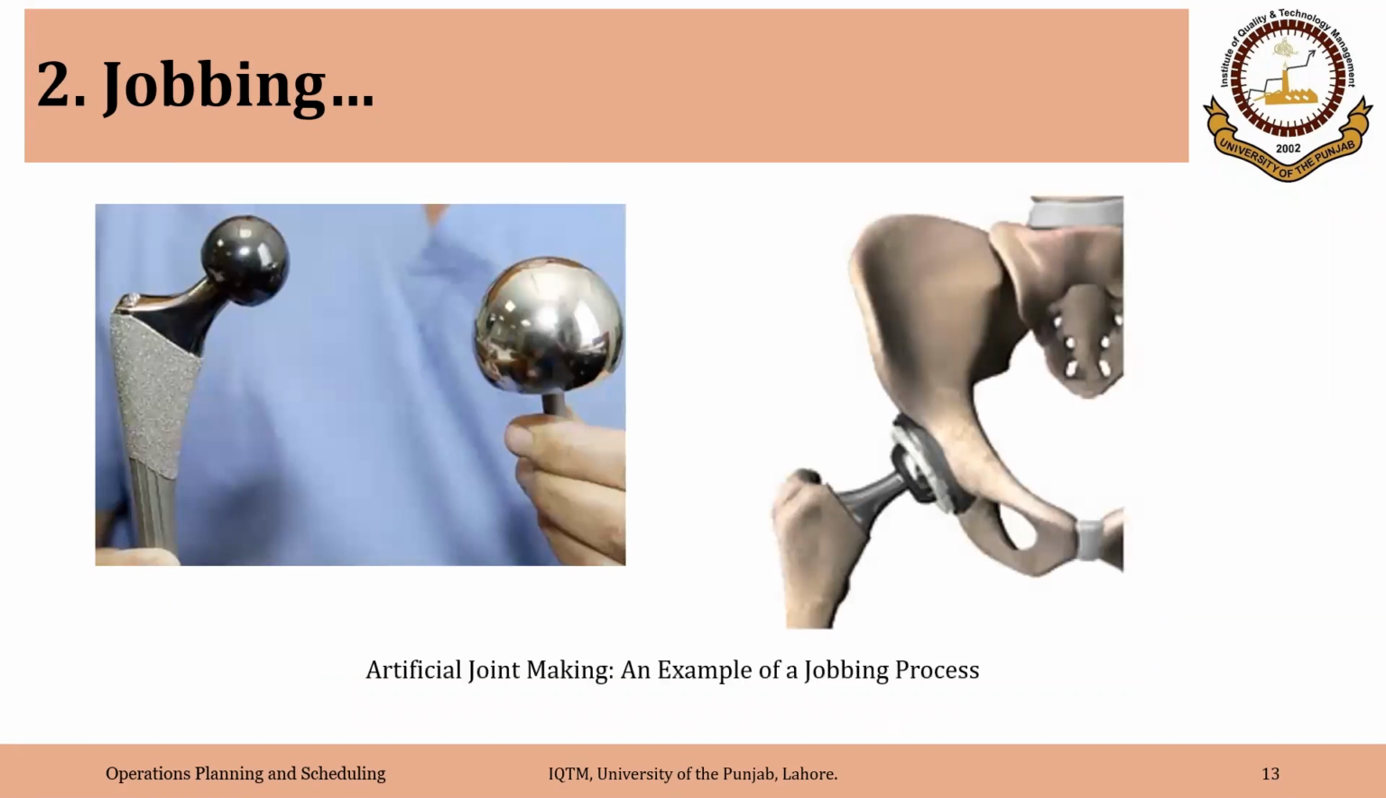Another example is artificial joints making. So that is an example of a jobbing process. The process is not very different from patient to patient or person to person, but we have to make one joint or maybe a couple of joints for replacement, but the process is very similar.